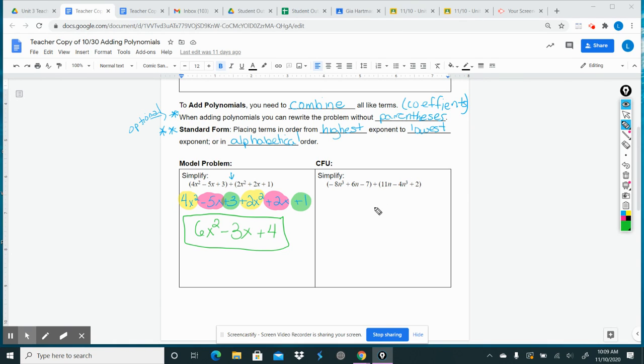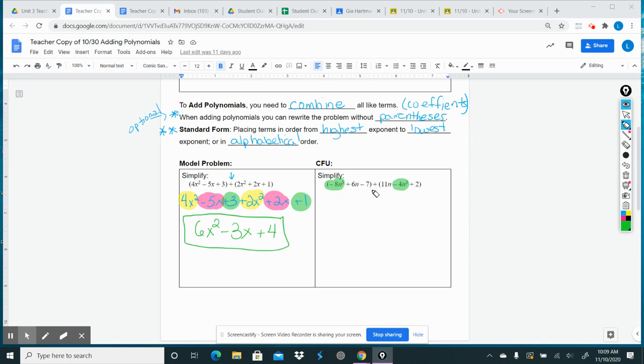All right, at this time you can pause the video, try the check for understanding yourself, and then come back to check your answer. Okay, so for our check for understanding, like I said, I'm not going to rewrite the problem. I'm just going to go ahead and we're going to highlight, or you can write the terms together if you like, instead of highlighting, if you can't highlight or anything like that. So we have negative 8n to the third and negative 4n to the third.